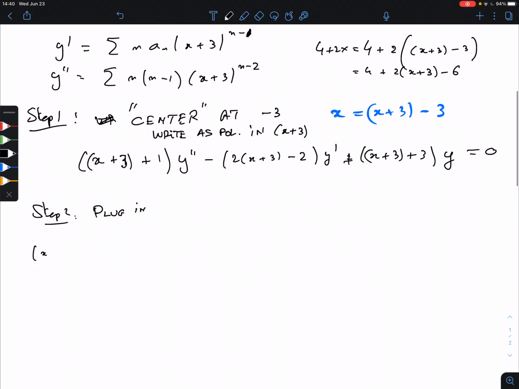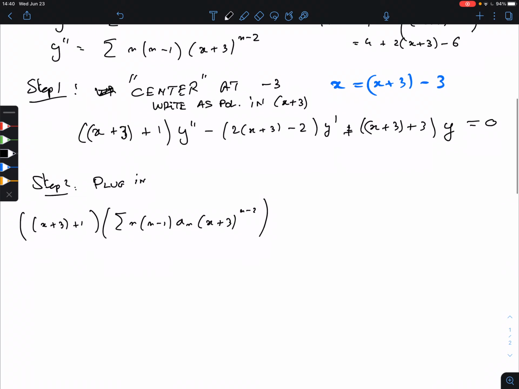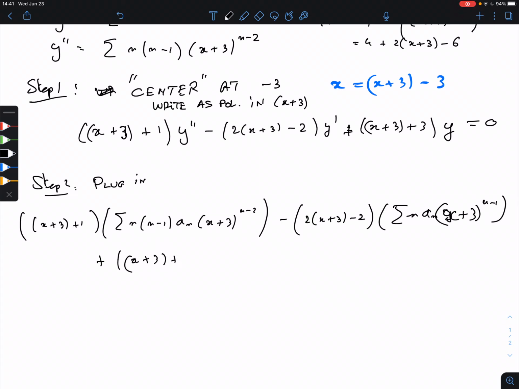So we get (x+3) plus 1 times the summation of n(n-1) a_n (x+3)^(n-2), minus 2(x+3) minus 2 times the summation of n a_n (x+3)^(n-1), plus (x+3) plus 3 times the summation of a_n (x+3)^n. Okay, and this is equal to 0.